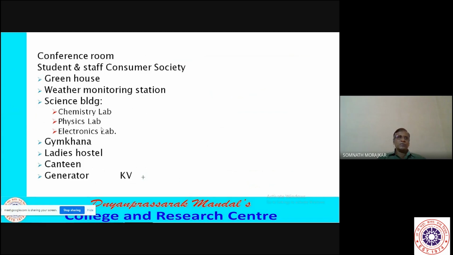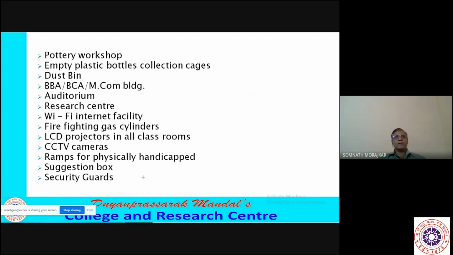In case of power failure, we have a generator which will make power available to all buildings. We also have the pottery workshop behind the main building, wherein the students are taught how to make use of this pottery workshop.